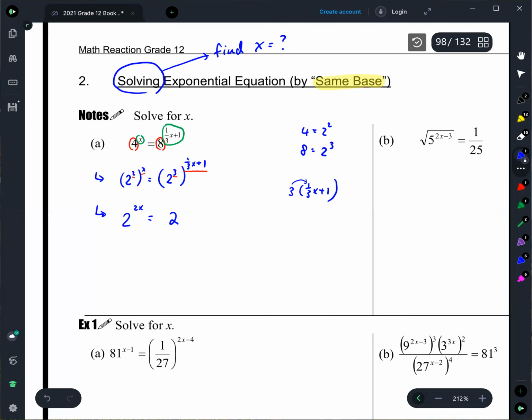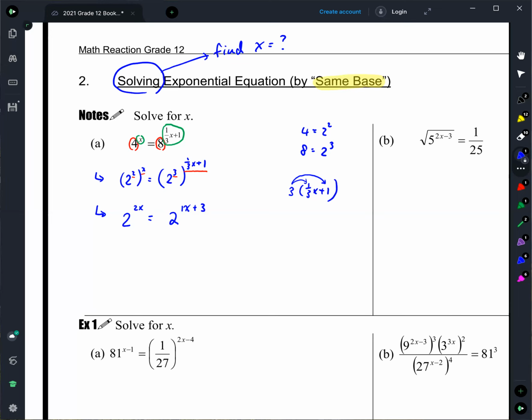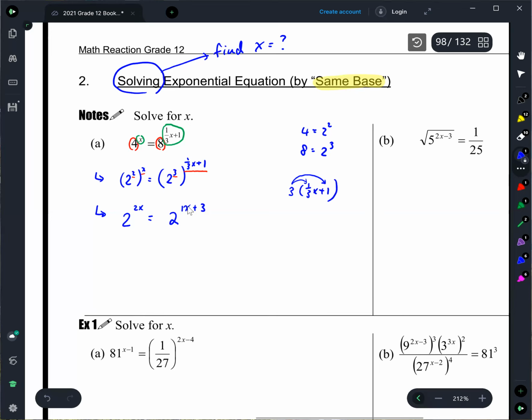And then plus what? 3 needs to times the 1 now. What do you get? 3 times 1? 3. Yes. Okay, so you get 1x plus 3. Okay, very good. So the right-hand side simplified into 2 to the x plus 3.